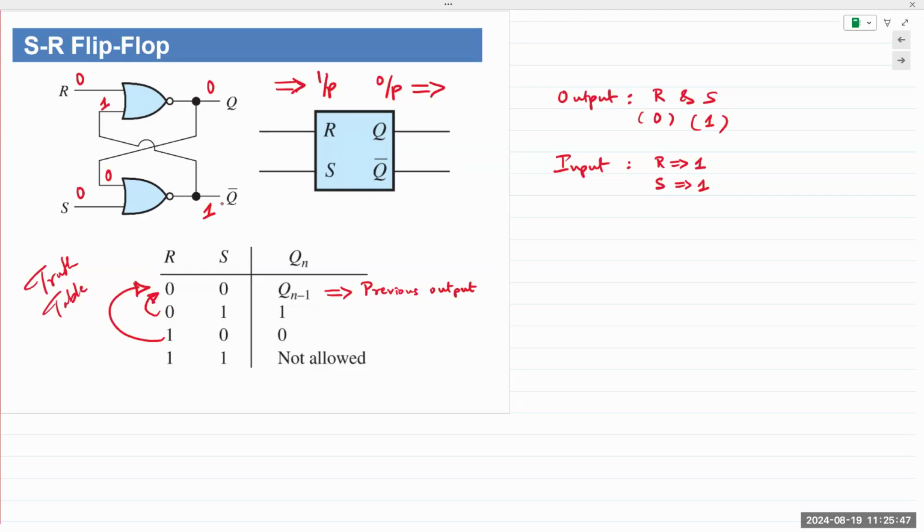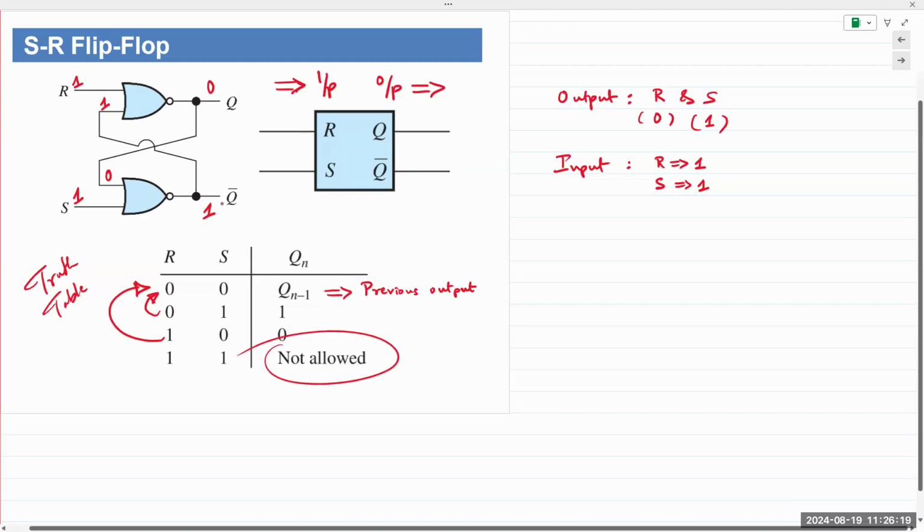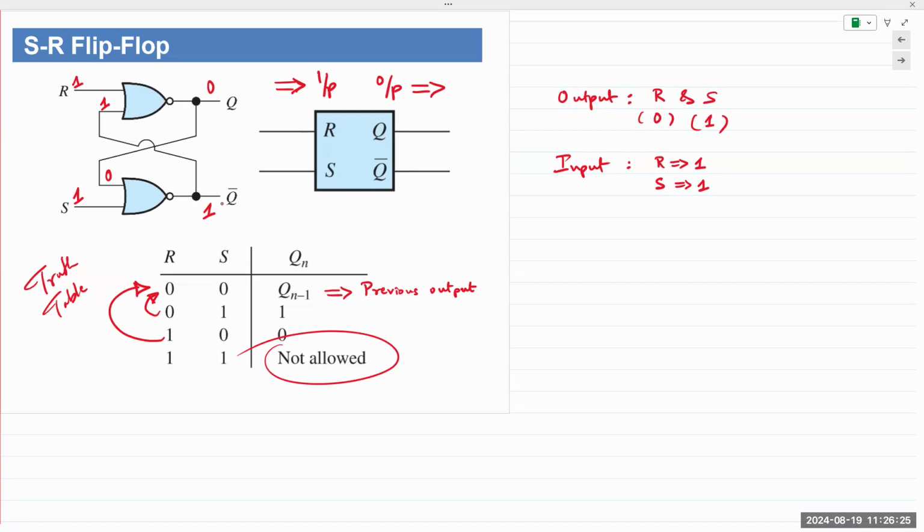And that is kind of related to your earlier question. If we apply R and S as both 1, obviously systems are designed such that it would never happen. But just say it did happen. If R is 1 and S is 1, we cannot predict what the output is. It depends on which flip-flop was a split second faster. And so the output could be 1 or could be 0. Unpredictable, hence not allowed. So it's a speed between the two flip-flops on which one gets to the destination first.